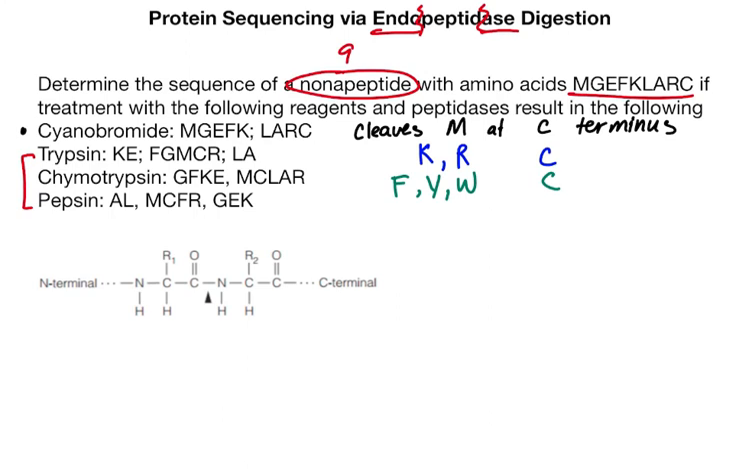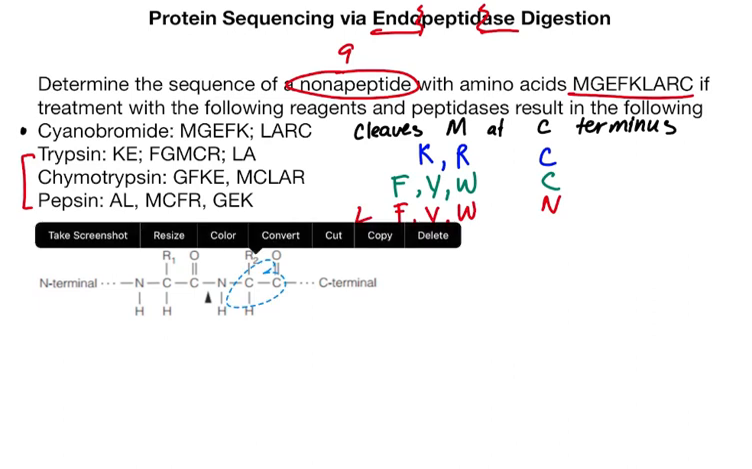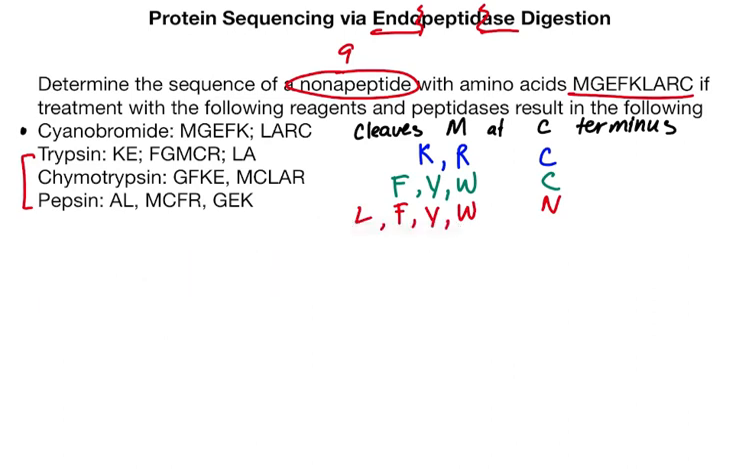The biggest difference would be with pepsin. When you treat a peptide with pepsin, instead of the C terminus, it's going to cut at the N terminus. It's very similar to chymotrypsin in its specificity in that it includes phenylalanine, tyrosine, and tryptophan. The only additional amino acid specificity would be leucine. So these are your rules. Using these rules, we can actually determine the sequence of a polypeptide.